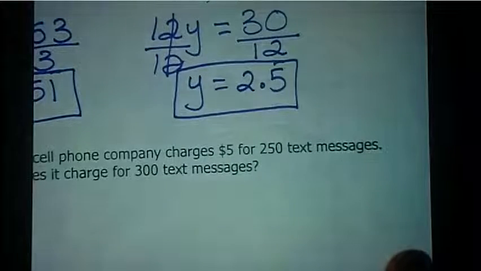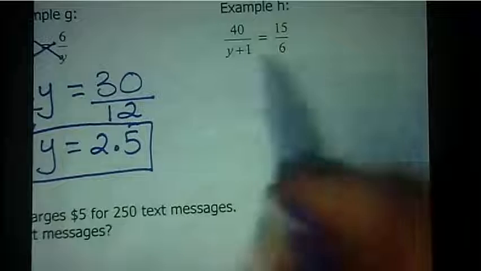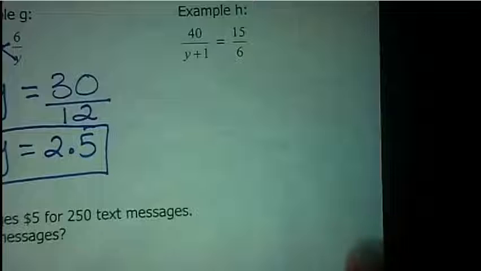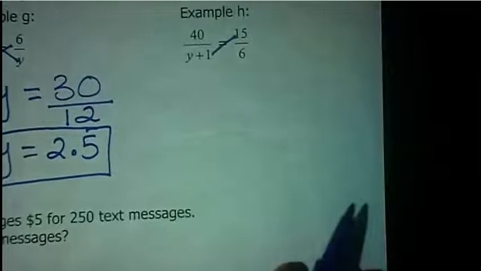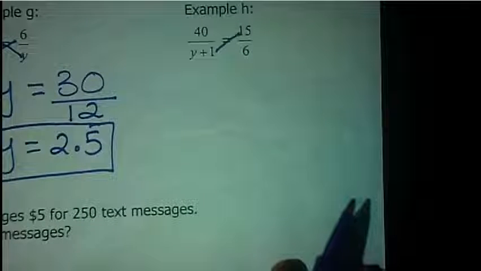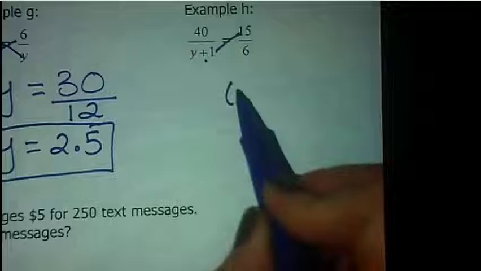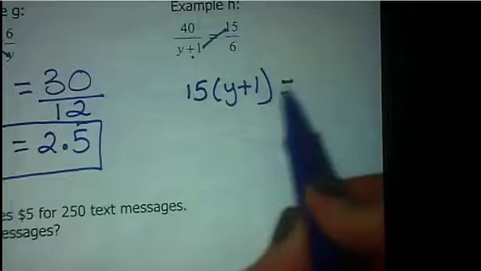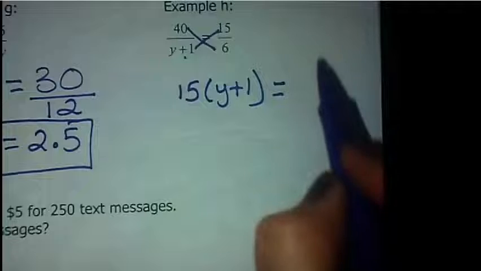All right, this next one's a doozy. Get ready. Buckle up. 40 over y plus 1 is proportional to 15 over 6. We're going to use cross products again. I want to take 15 and multiply it by y plus 1. This is where you need to wrap up the y plus 1 in parentheses, because I want that whole thing multiplied by 15. And that equals 40 times 6. 40 times 6 is 240.